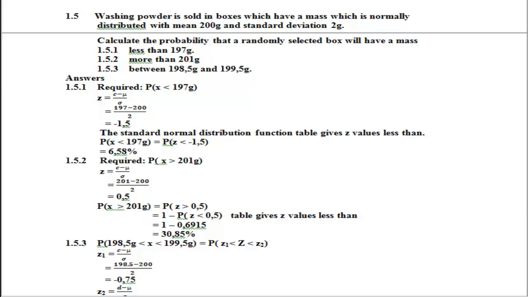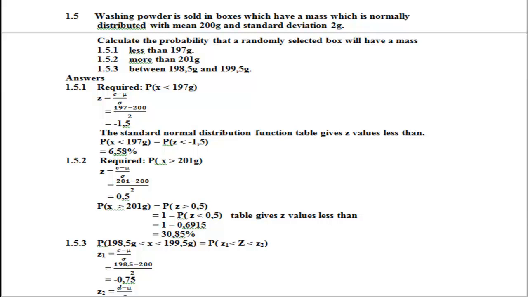Now what we do is we use a table which is called a Z table. In order to use the Z table, we say Z is equal to X minus mu all over the standard deviation. So now you're looking at 197 minus the mean, which is given as 200, all over the standard deviation, which is given as 2, and then you get minus 1.5.